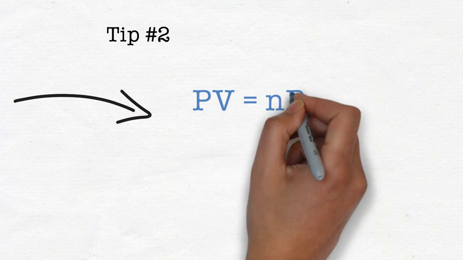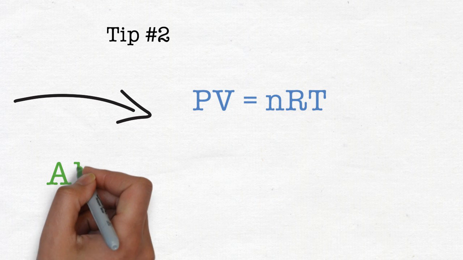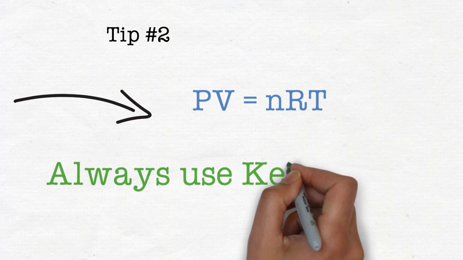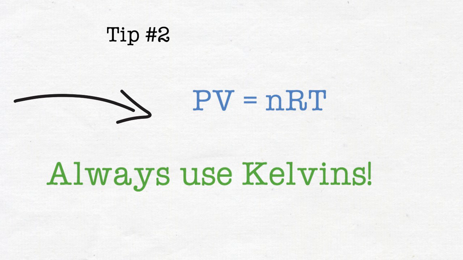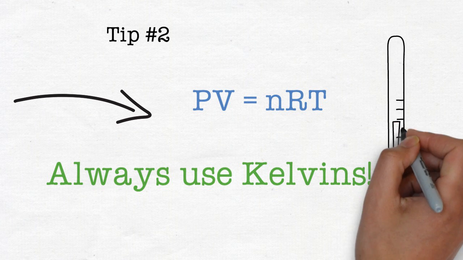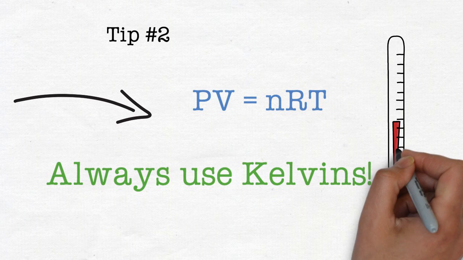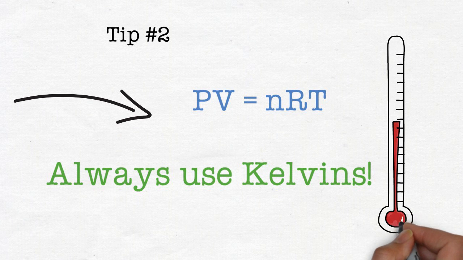Tip number 2. When we're using our ideal gas equation, PV equals nRT, always use kelvins for the calculations of temperature. So if you're given the degree Celsius in a problem, convert to kelvins.